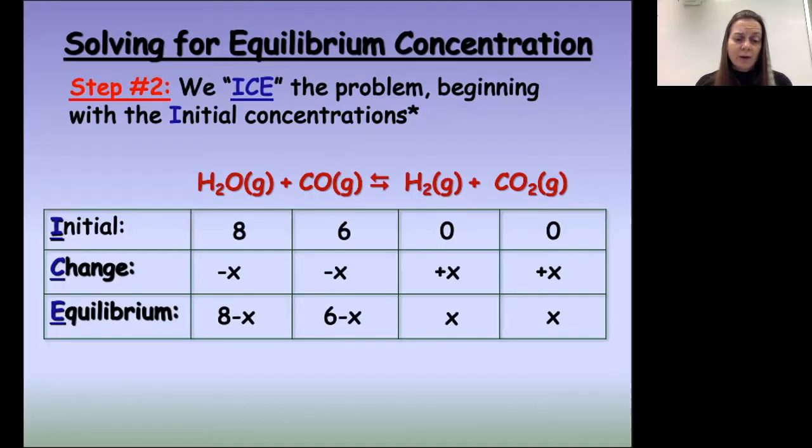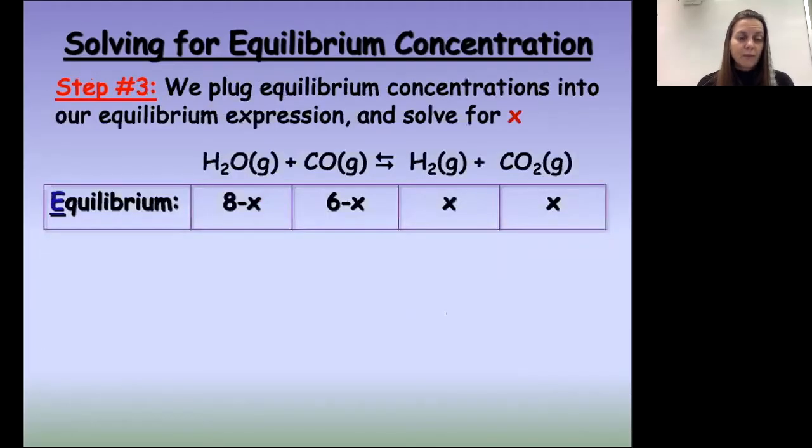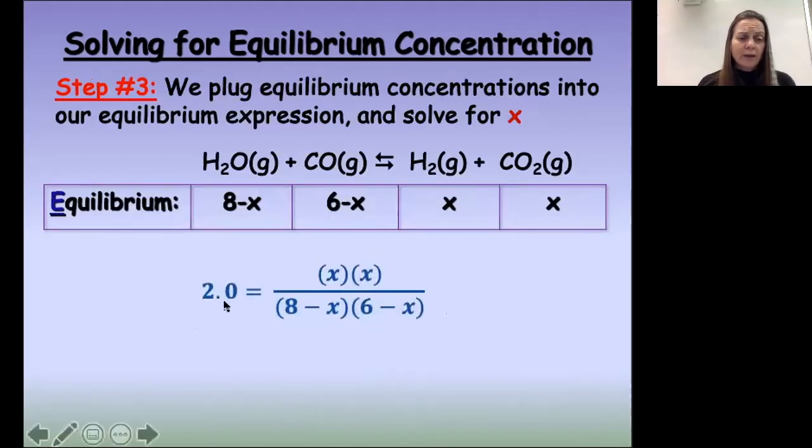So we've set up our ICE table. We've filled out all of the rows and columns in our ICE table. Now we're going to plug these values into our equation and we're going to solve. So at equilibrium, we're going to take these values at equilibrium. We're going to plug them into that equilibrium constant expression with the K value of 2 that we were given. And now we're going to solve.